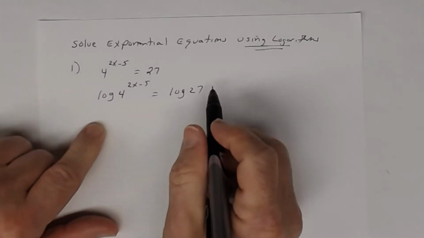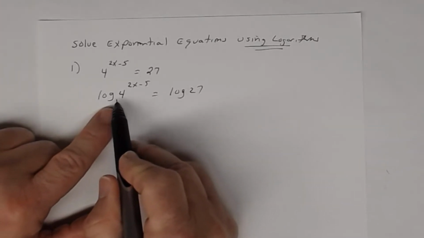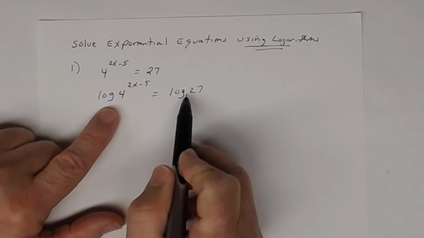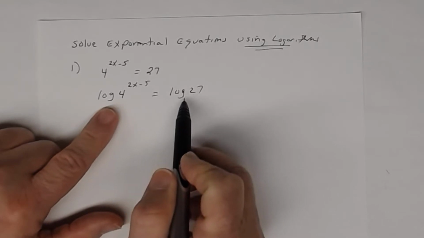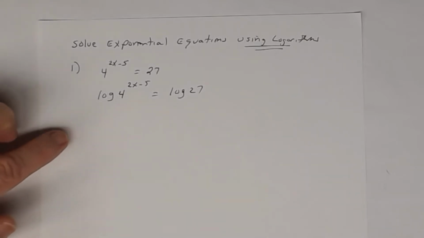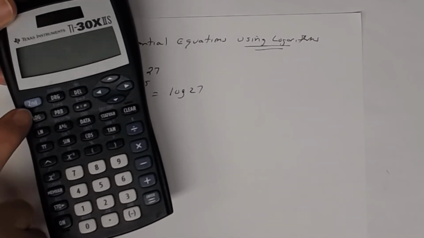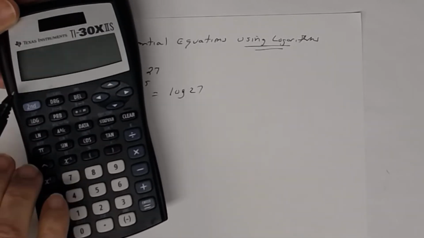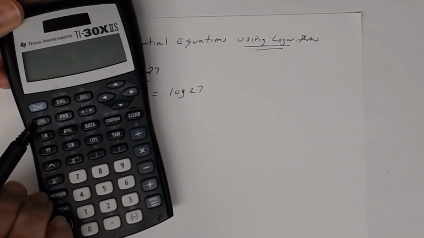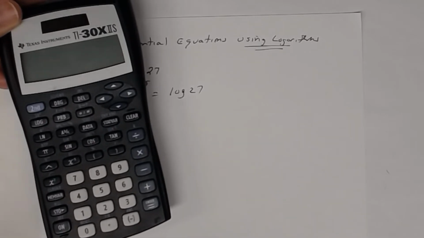Now, just some reminders. Remember, you don't see a base there, right? Well, remember that base is understood to be 10. And that's a good thing because at some point you're going to approximate the solution and you'll be able to use your calculator. See the log function right here. Recall, the log function right here that I'm pointing to has base 10. The natural log has base e.